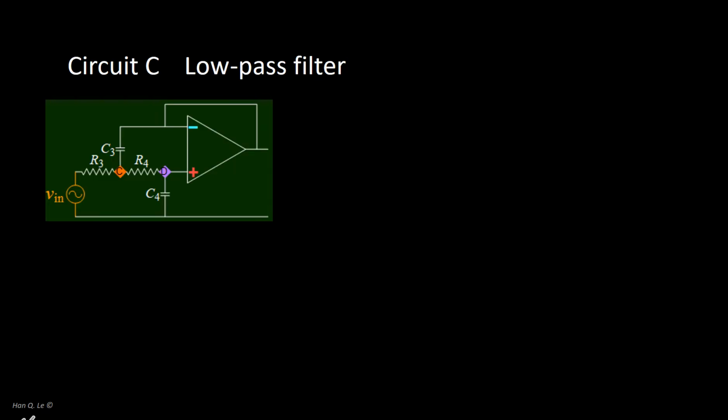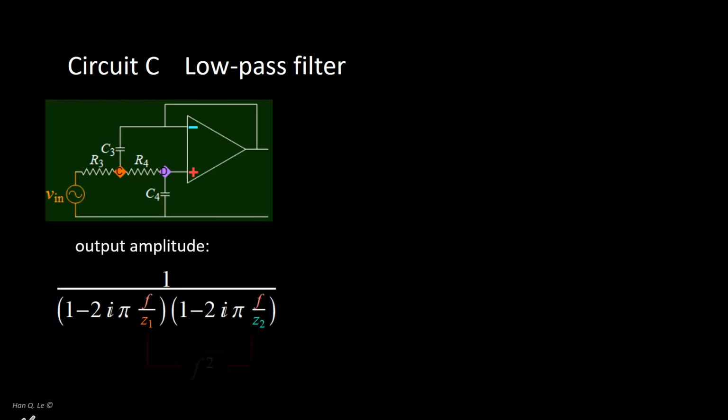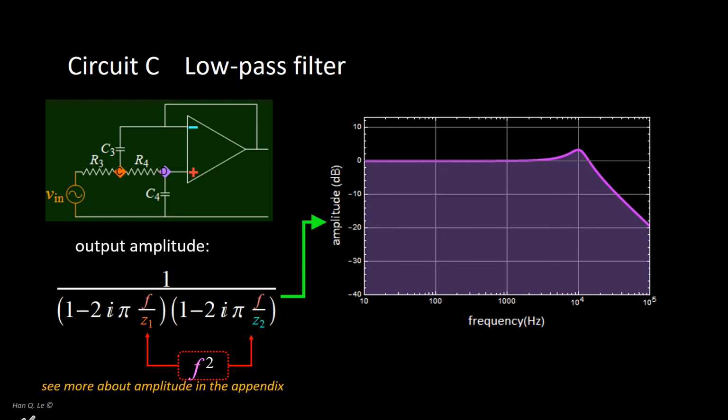Let's take a look at the output amplitude term. Notice that there are the f² terms in the expression for the output amplitude. Hence, the circuit is said to be of the second order type. This is different from the circuits of Lab 5, where only first order of f appears in the expressions of the outputs.